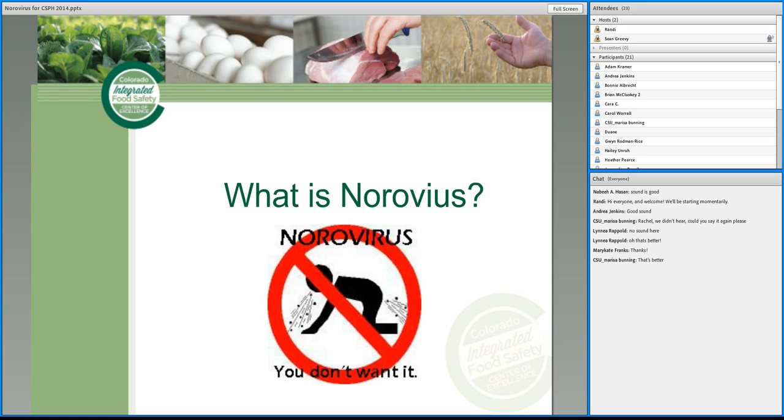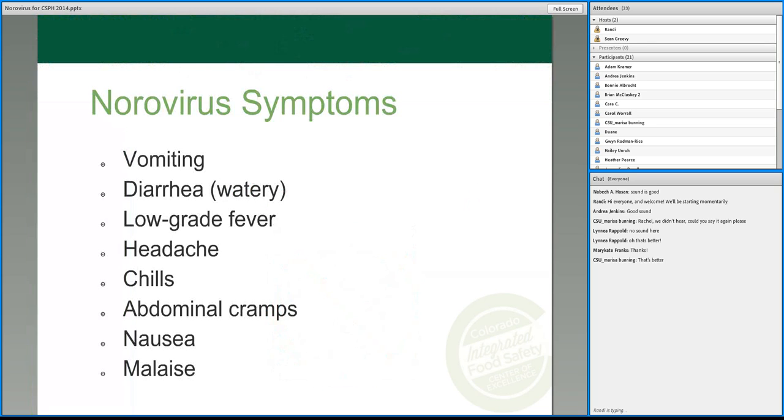It's also called Norwalk-like illness based on a previous name of the virus. Stomach flu, though it's a little misleading because influenza is a respiratory illness, not a gastrointestinal illness. It's also referred to as a calicivirus because that's the type of virus it is, and a bunch of other nicknames. And I think this slide hits home that you don't want it.